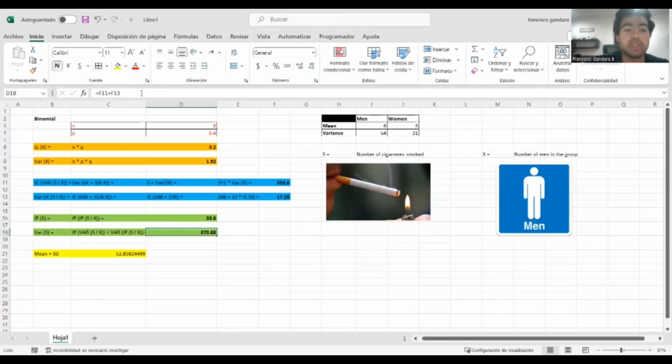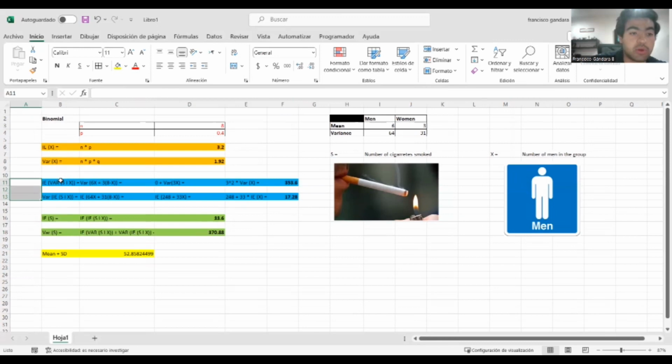Now, for the variance, it's quite a bit more difficult. We will use the expectation of the variance of S given X, plus the variance of the expectation of S given X. Now, we can divide it into these two blue groups here. So let's start with the expectation of the variance of S given X.